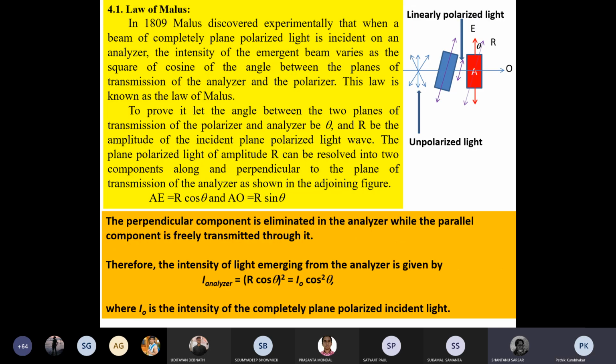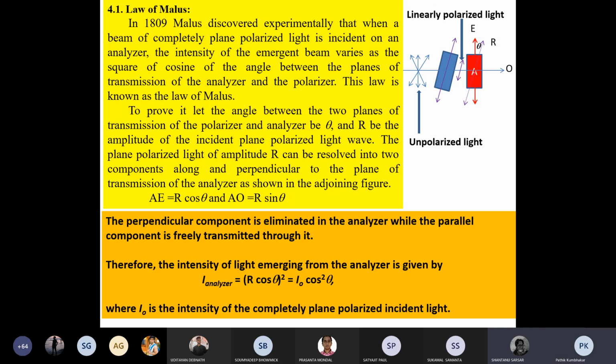Now let us discuss the law of Malus, which you also do in the lab. In 1809, more than 200 years ago, he discovered this phenomenon experimentally: when completely plane polarized light is incident on an analyzer, the intensity of the emergent beam varies as the square of the cosine of the angle between the plane of transmission of the analyzer and the polarizer.